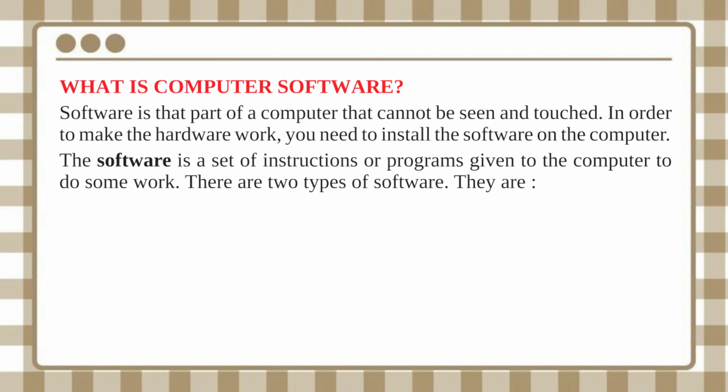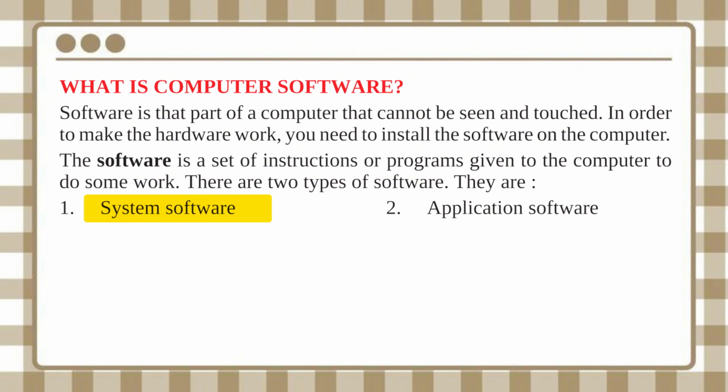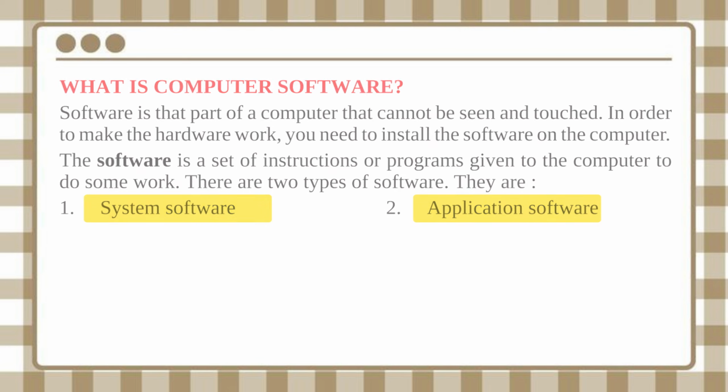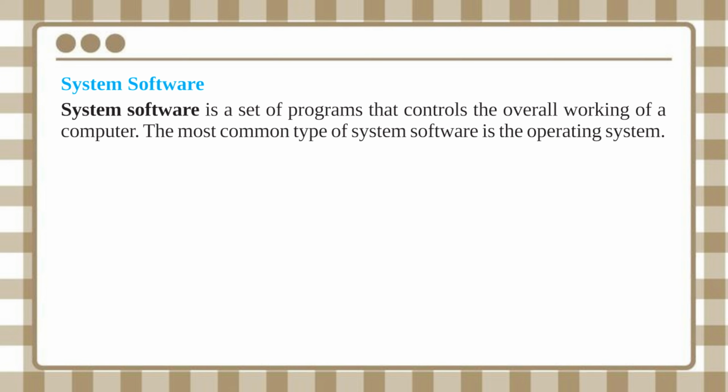There are two types of software. They are: 1. System software. 2. Application software. System software. System software is a set of programs that controls the overall working of a computer. The most common type of system software is the operating system.